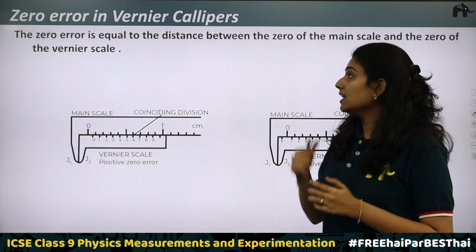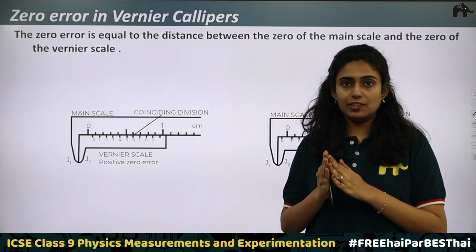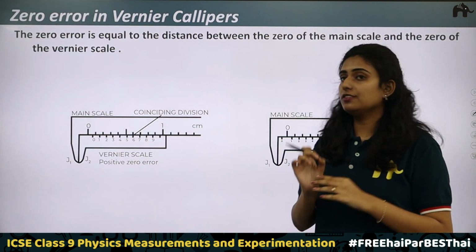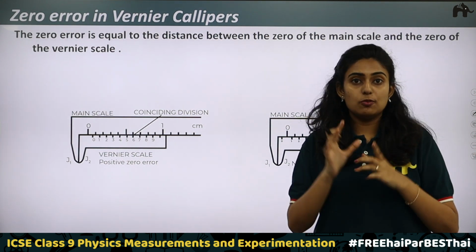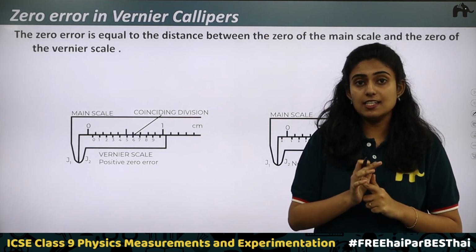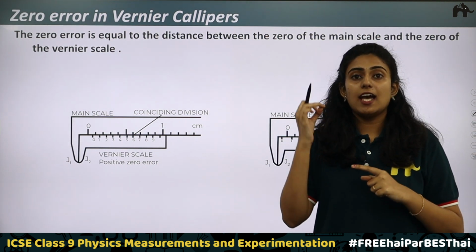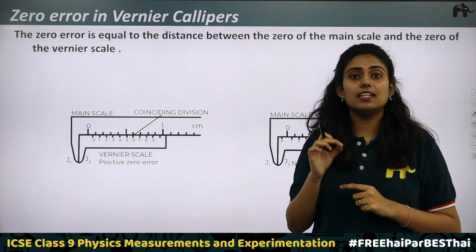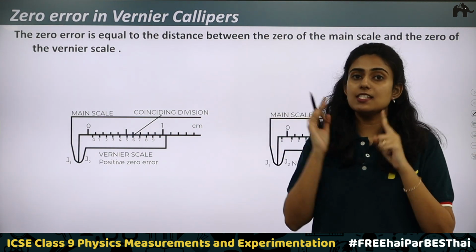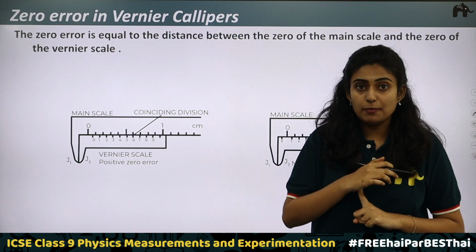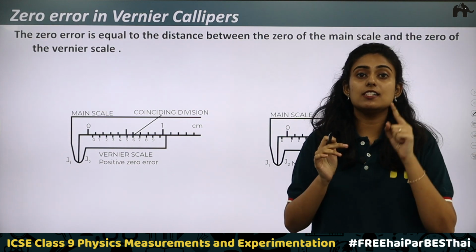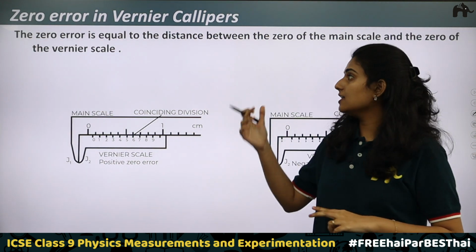Okay, zero error in vernier calipers. When you bring the jaws J1 and J2 of the vernier calipers in touch, if the zero of the main scale and the zero of the vernier scale are coinciding, we say the vernier calipers is free of zero error. In that case, when the zeros coincide, the 9th division on the main scale and the 10th division on the vernier scale will also be coinciding. If that is not the case, we say there is a zero error. That is, the zero of the main scale and the zero of the vernier scale will not be coinciding. The distance between the zero of the main scale and the zero of the vernier scale is called the zero error.